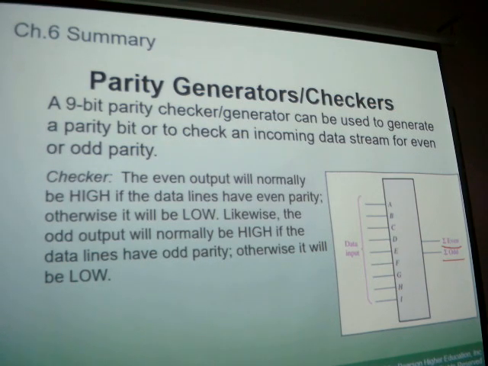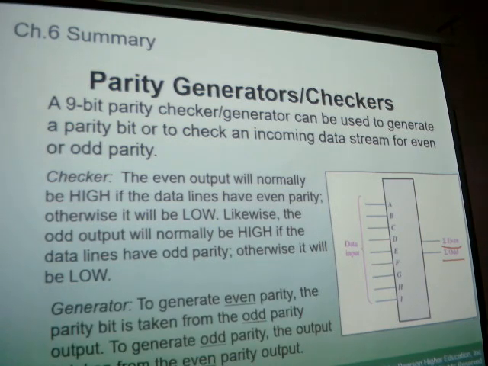That is the checker. For the generator, to generate even parity, the parity bit is taken from the odd parity output. And to generate odd parity, the output is taken from the even parity output.